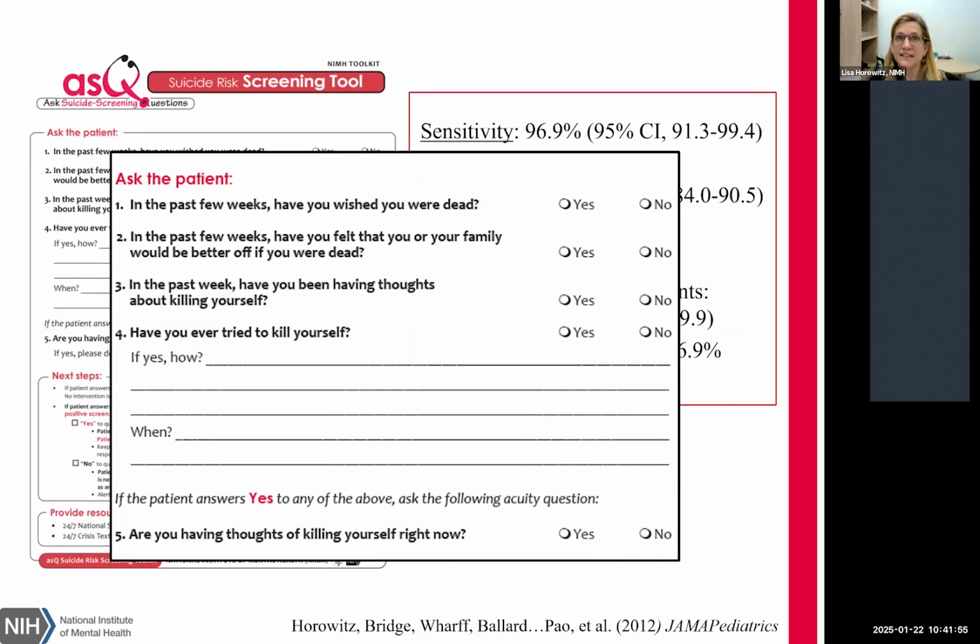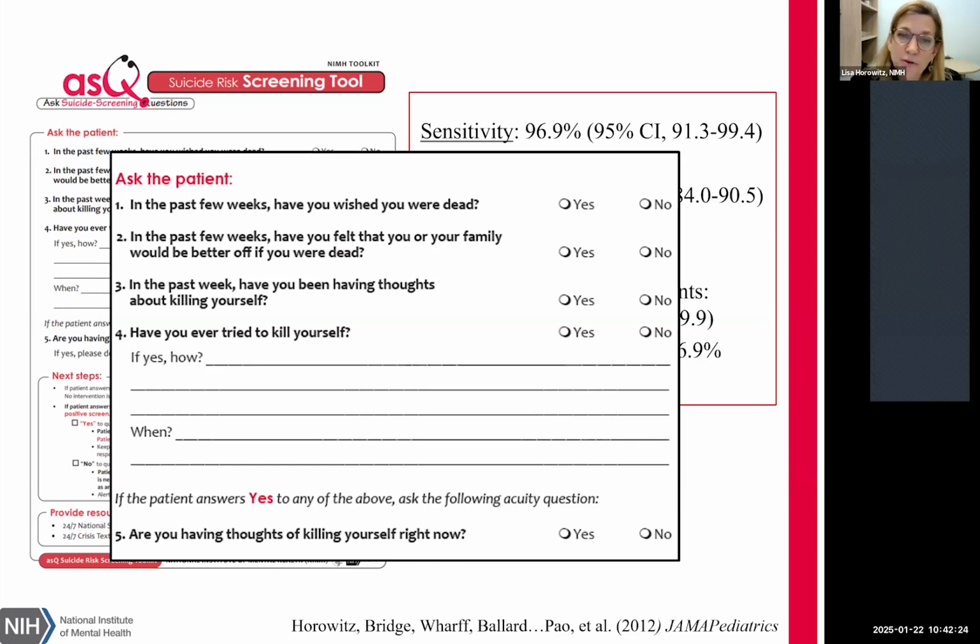And so this is the ASQ. It's meant to be very blunt, very direct. In the past few weeks, have you wished you were dead? In the past few weeks, have you felt that you or your family would be better off if you were dead? In the past week, have you been having thoughts about killing yourself? And have you ever tried to kill yourself? If the patient says yes to any one of these 4 questions, they're given an acuity question. And that's the 5th question. Are you having thoughts of killing yourself right now?